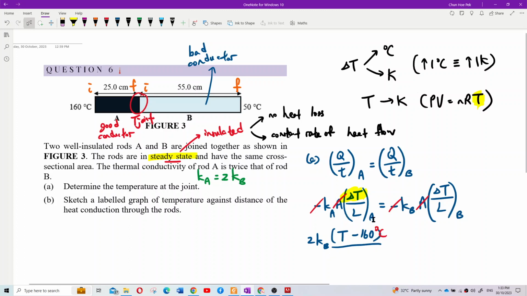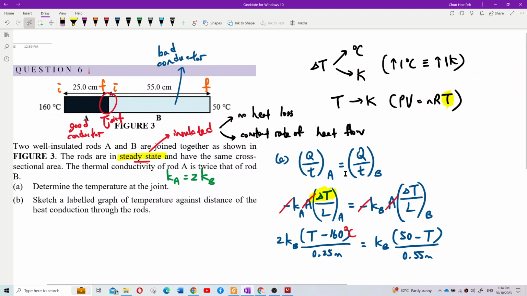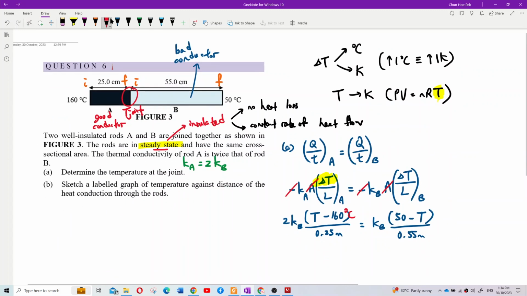Okay, now L for A is 25 cm. So change to meter means divide by 100, so it's 0.25. And then equal to Kb, and then this one is what? 50 minus initial temperature, final minus initial, and then 55 cm, so 0.55 meter. Okay, I got it. Kb and Kb can cancel. So you can find the final temperature already.